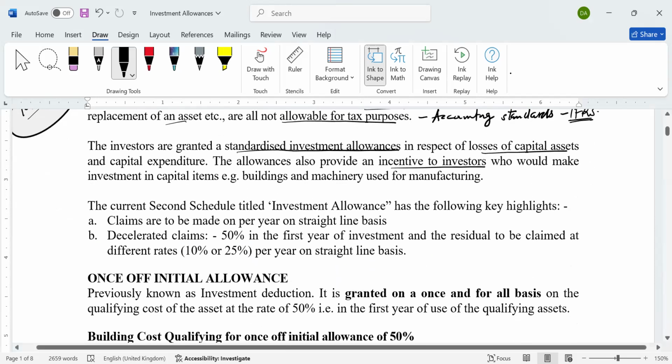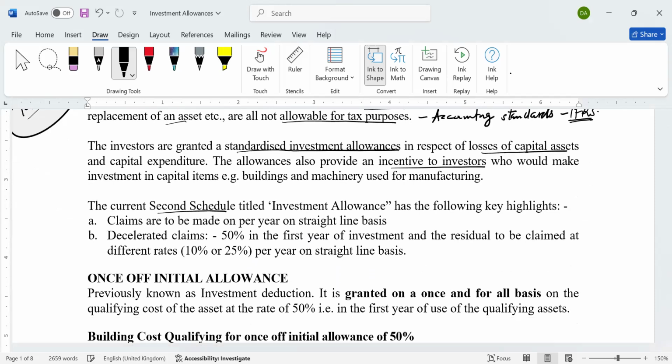Today, this particular second schedule is entitled investment allowance. Before the year 2020, it was called capital allowances. But that name was changed to investment allowances. What is happening today is that investment allowance claims are made on straight line basis after granting 50% the first year of use for some various items.